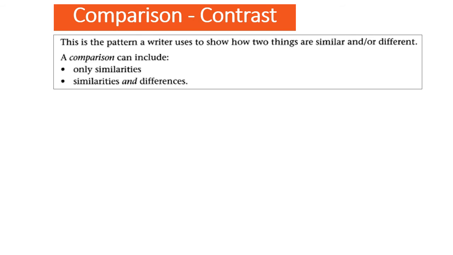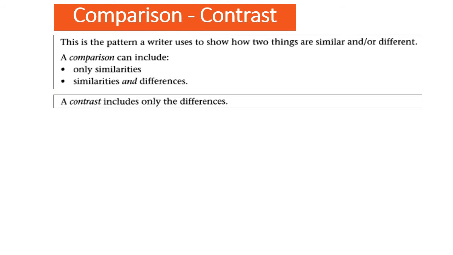Comparison and contrast. The writer uses this pattern to show how two things are similar and or different. Well, this pattern can be separately used depending on the things the writers want to highlight. So if the paragraphs cover both similarities and differences, it is called comparison pattern. However, if the paragraph includes only the differences, it means that the pattern used is contrast pattern.